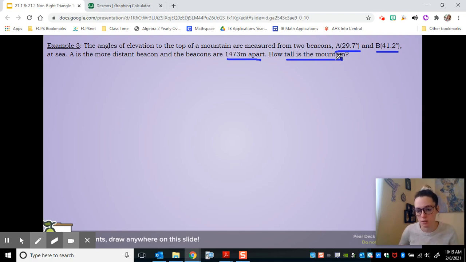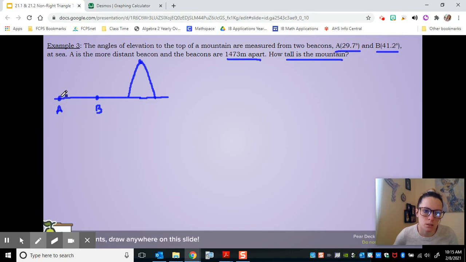So there's a lot to unpack here, so let's start just drawing a picture. I know that these beacons are at C. I also know that beacon A is the furthest, and then there's B, and they are looking at angles of elevation to the top of a mountain. So what that means is from A to the top of the mountain, its angle of elevation was 29.7.